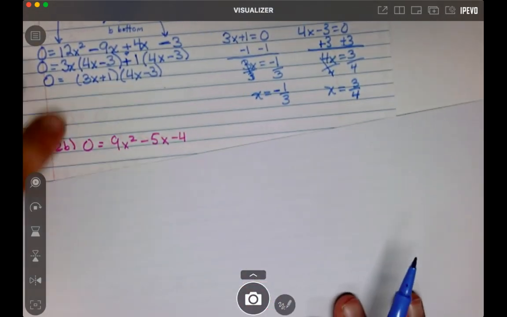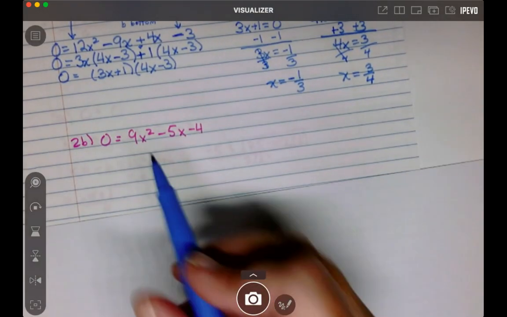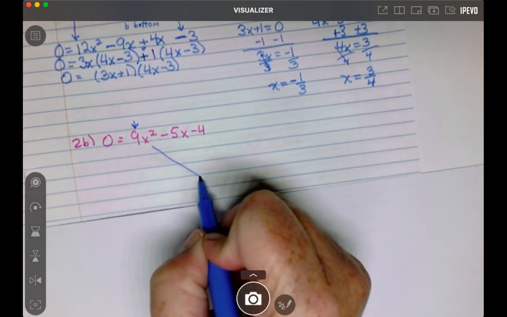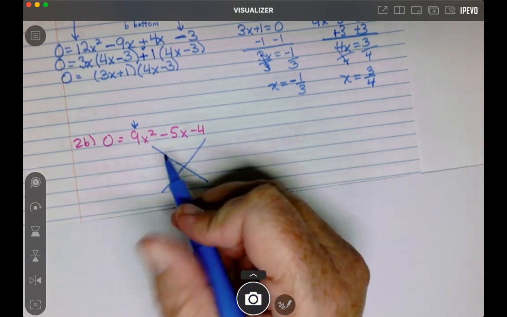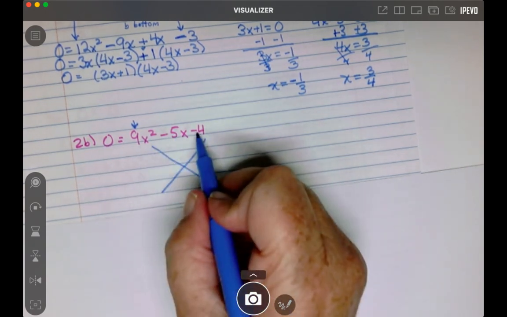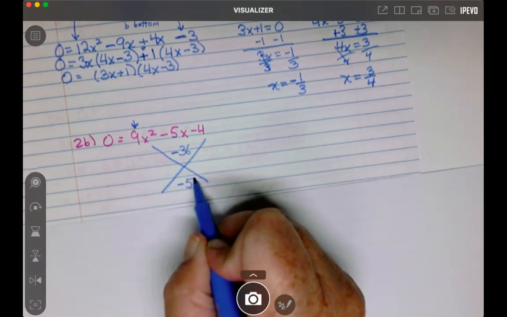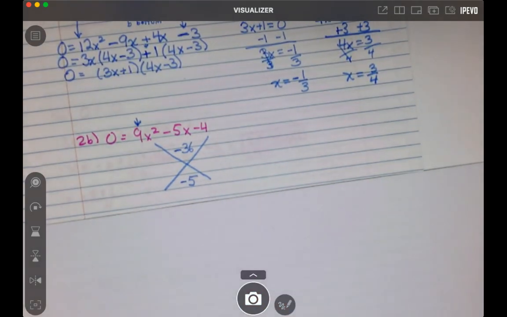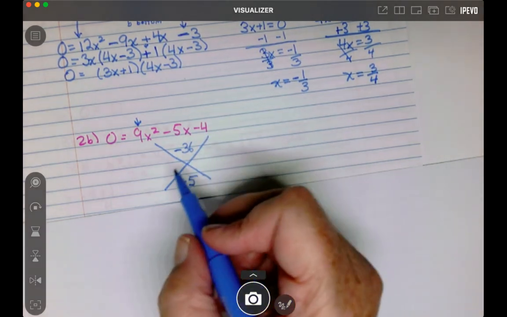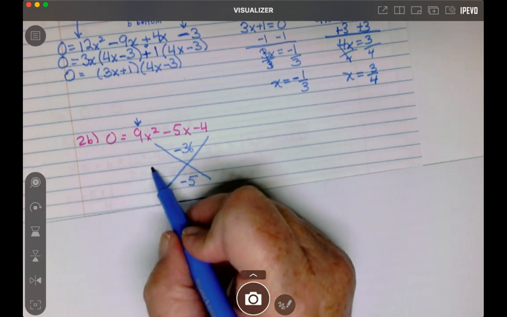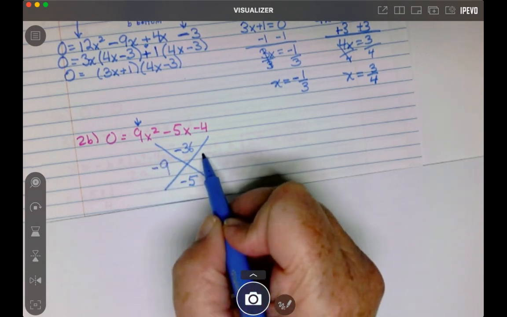Okay, 2b. So again, we see, because a is not 1, that we're going to do special big X, which is factor by grouping. A times c goes on top, that's negative 36. B goes on the bottom, that's negative 5. Interestingly, this problem actually works out similarly to the last problem, in that we end up with a negative 9 and a 4 here.